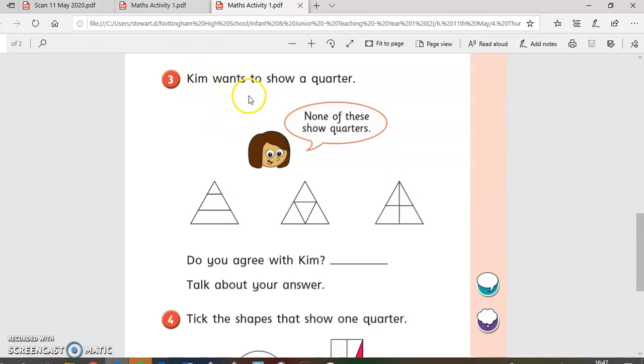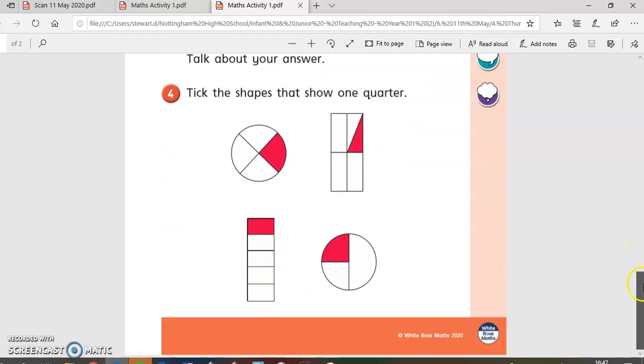Question 3 says Kim wants to show a quarter. She says none of these show quarters. Have a think about that last example we did and think if you agree with Kim. Think about that quarters is 4 equal parts, 4 equal sized shapes. And the last question says to tick the shapes that show 1/4.